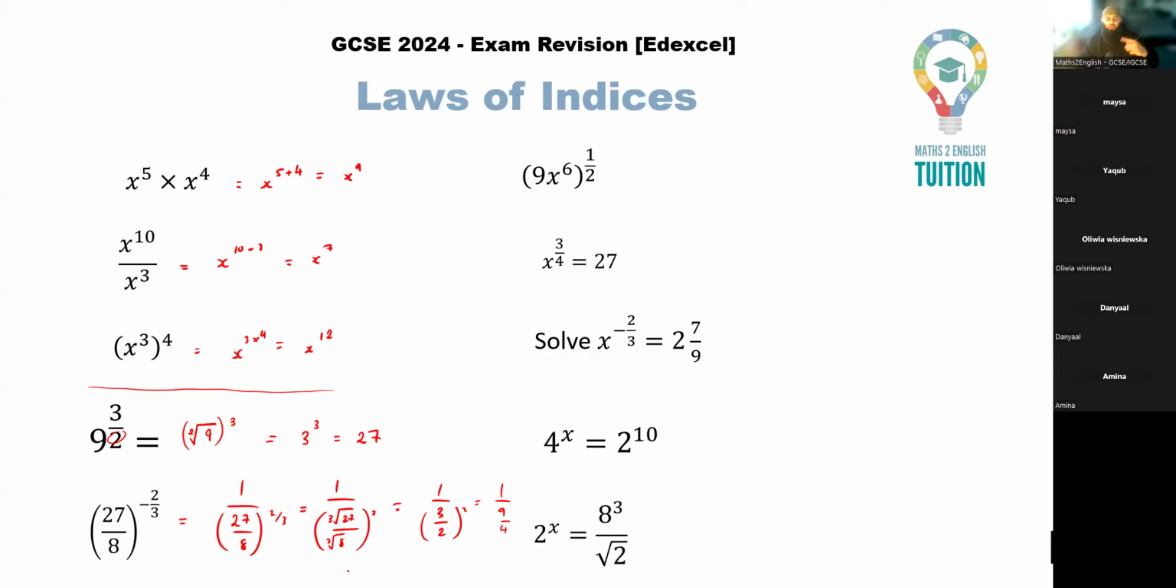We flip it over because we've got a reciprocal of a fraction. We flip it over and we're going to get 4 over 9. That's our answer. Let me write this properly. 4 over 9. That's what it is.